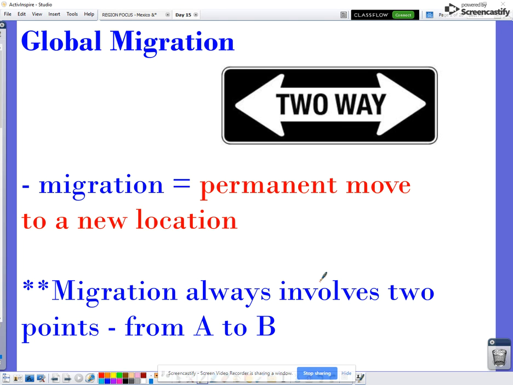So the focus for today was we looked at population patterns, and now we're going to look at how migration patterns ultimately impact population patterns. We started with what actually is migration, and that is simply a permanent move to a new location. That can be a location within the country, or it can be a location outside of the country you are currently located, but it always involves moving from one point to another point. So it has to be, I'm moving from point A to point B.